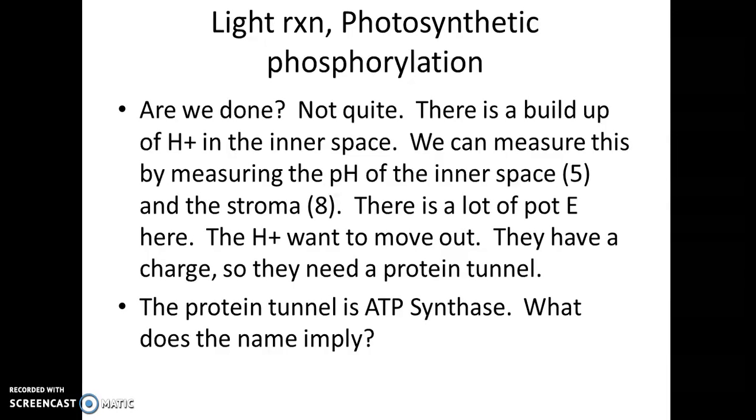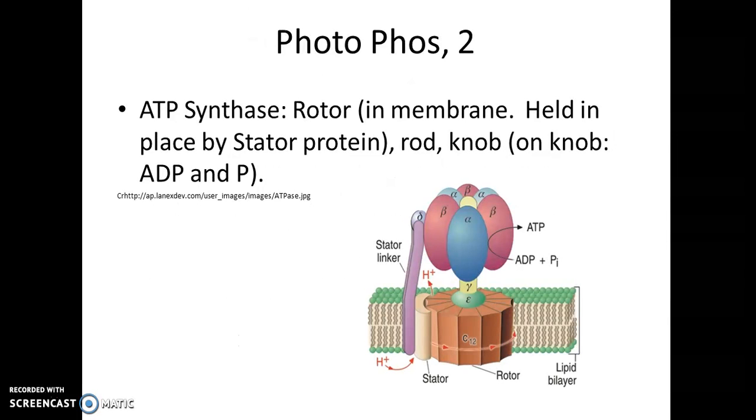So they need a tunnel, right? So that would be facilitated diffusion. Good. The tunnel that they use is called ATP synthase. Now that name implies that ATP is synthesized, and that's true. So ATP synthase looks like this: here we have a rotor, which is in the membrane. We have the top here, which is the knob. And then we have the rod in between here. Now this is going to provide a tunnel. The stator here keeps it in place.